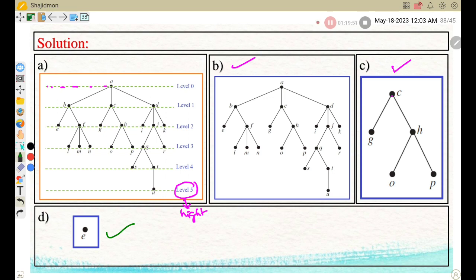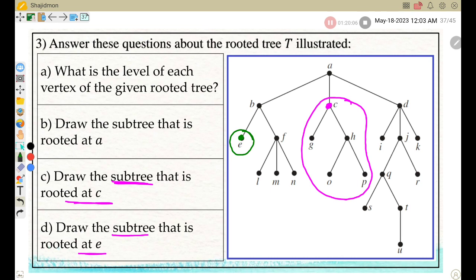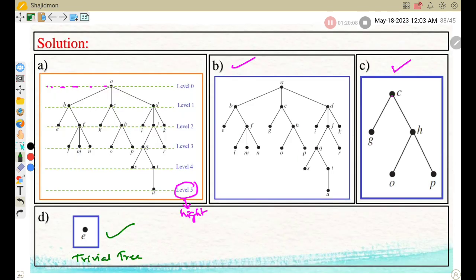Hope you understood. That is the trivial tree. Trivial tree means only one vertex, we studied before. Only one vertex will be there. Hope you understood that question, how to do subtree calculation and drawing.